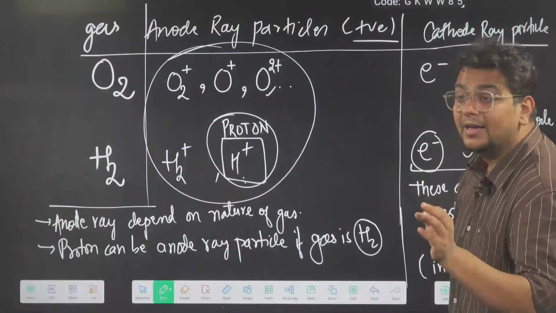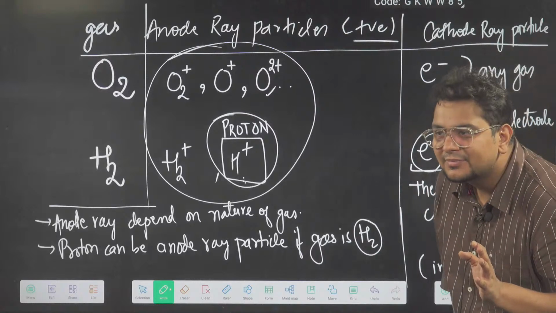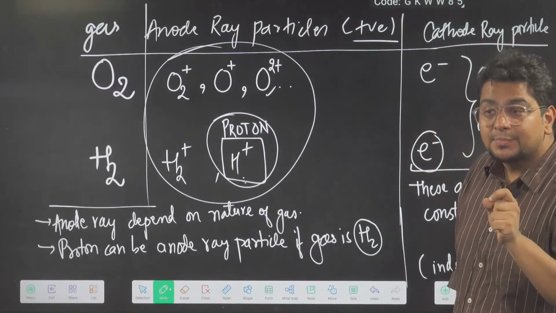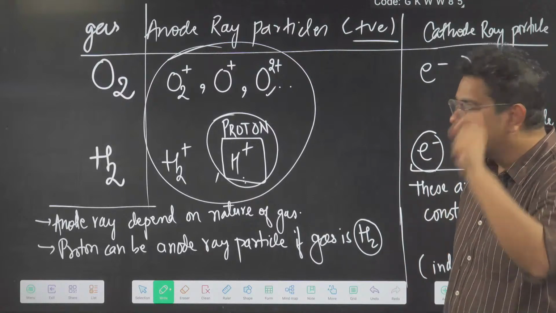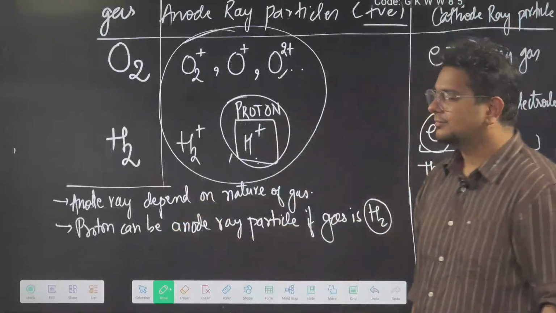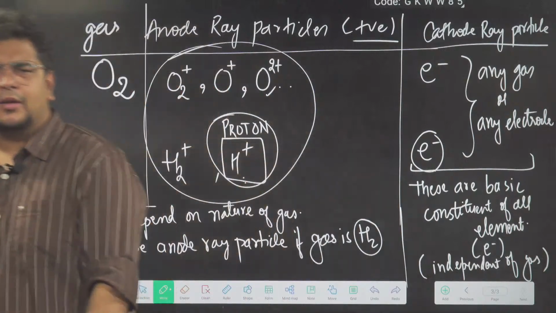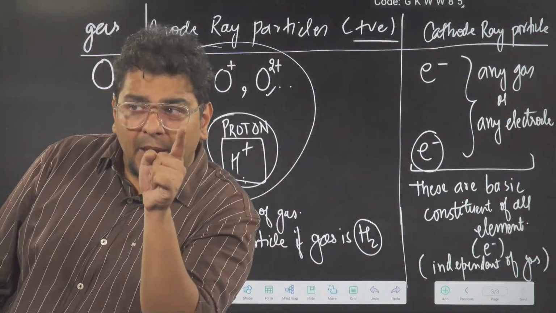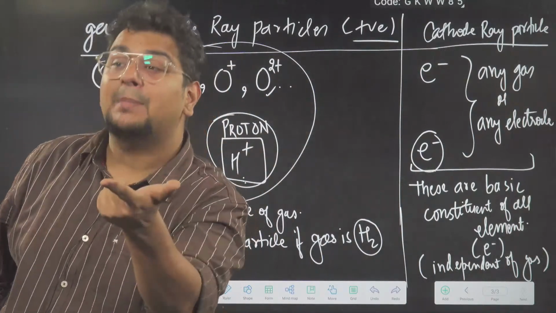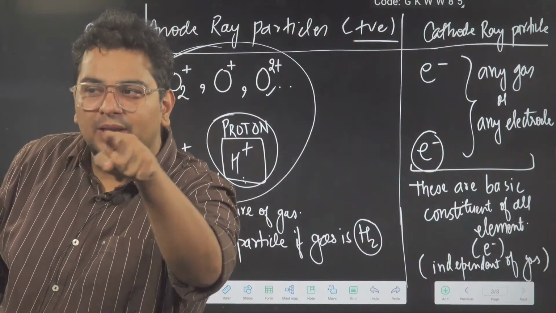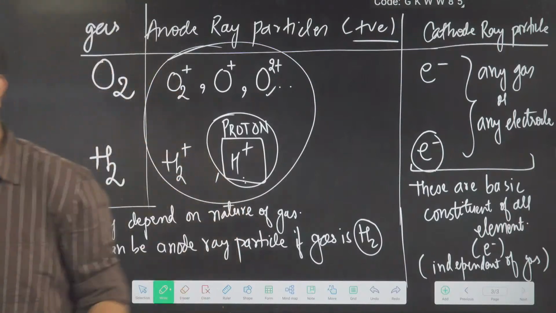H plus ion is called proton. So if H plus ion is proton, when can you get H plus? When the gas inside the tube is hydrogen. So, are anode ray particles protons? False. But an anode ray particle can be proton if hydrogen gas is present inside the tube.